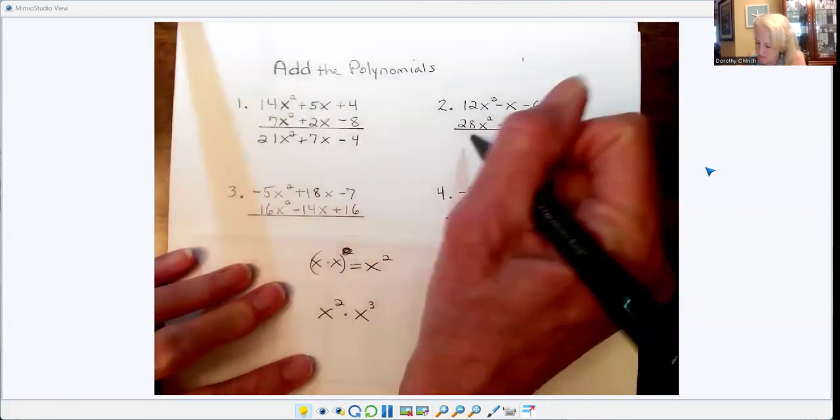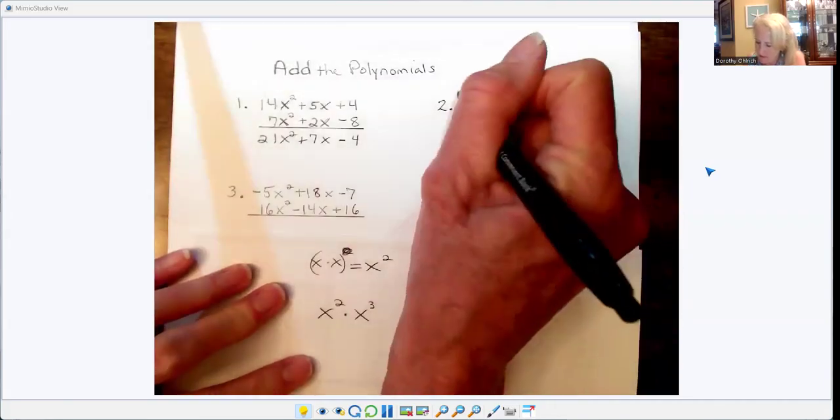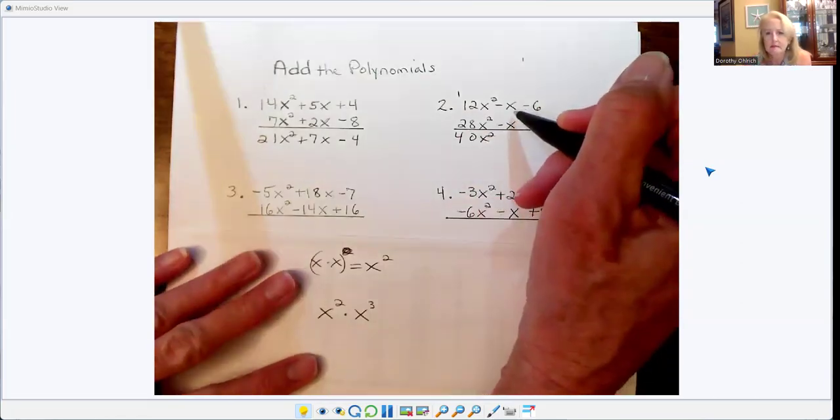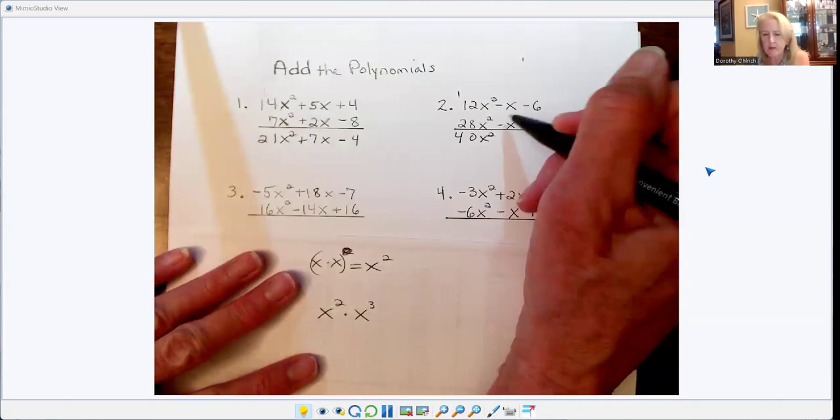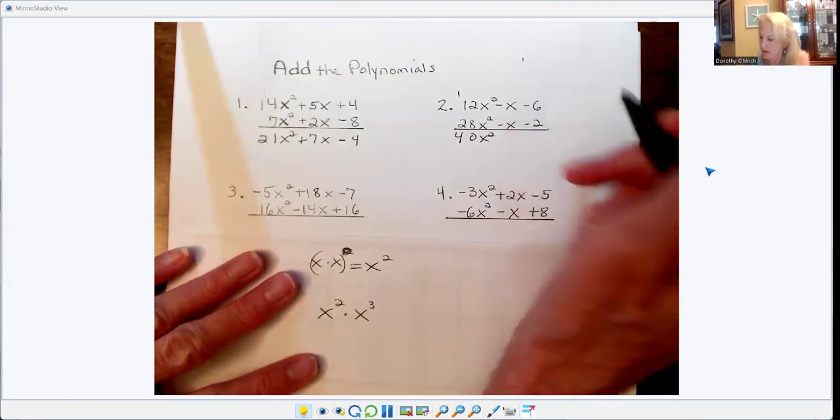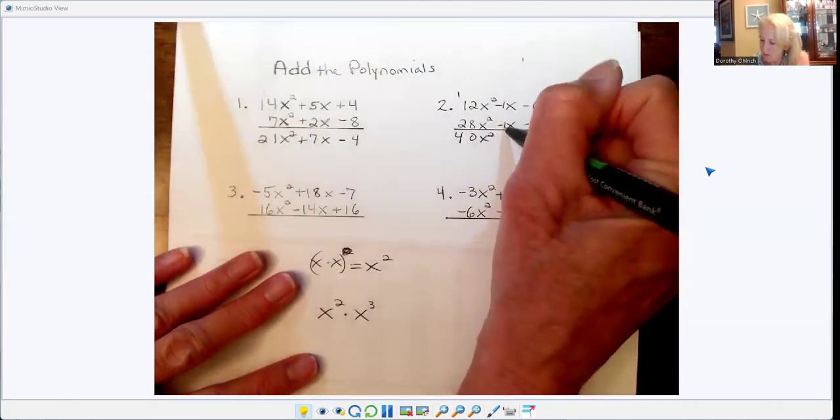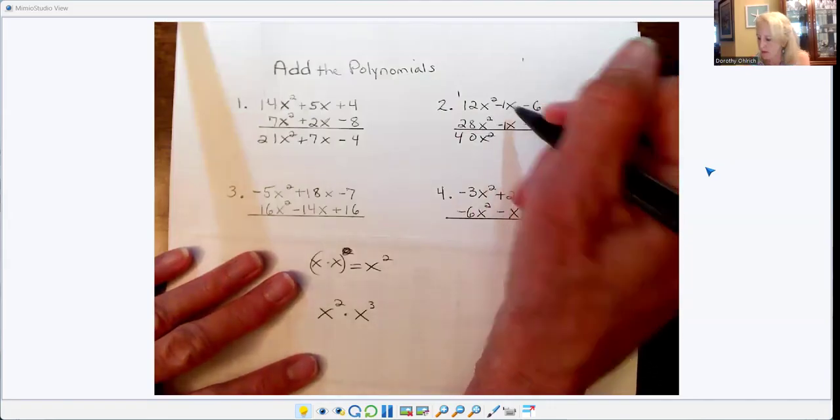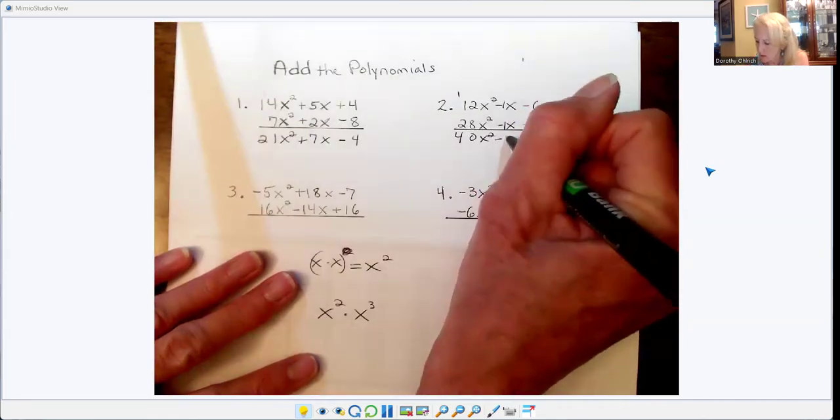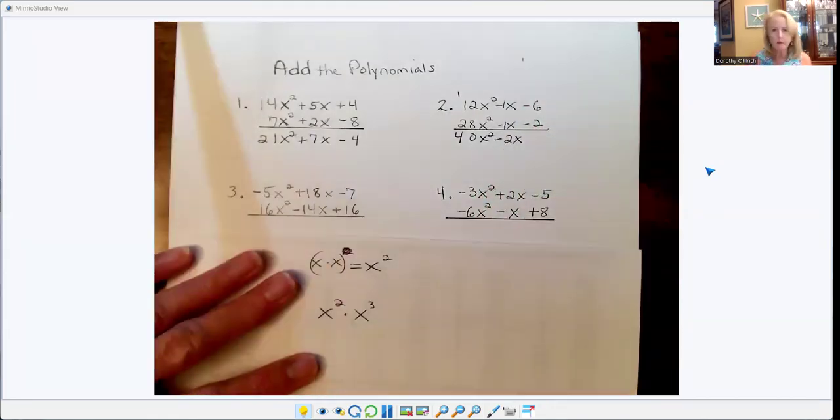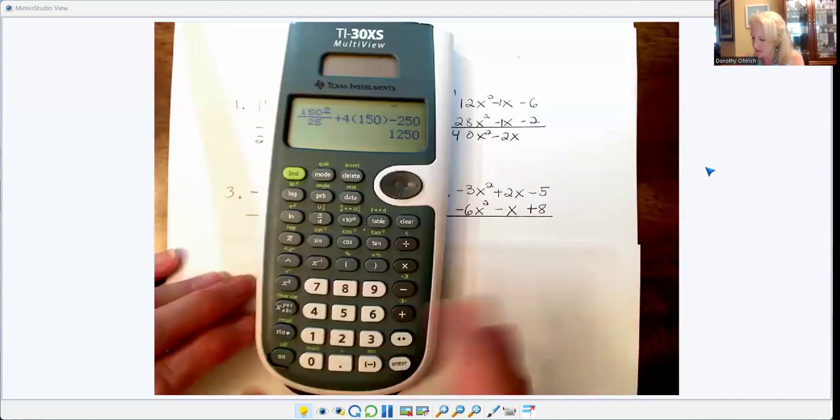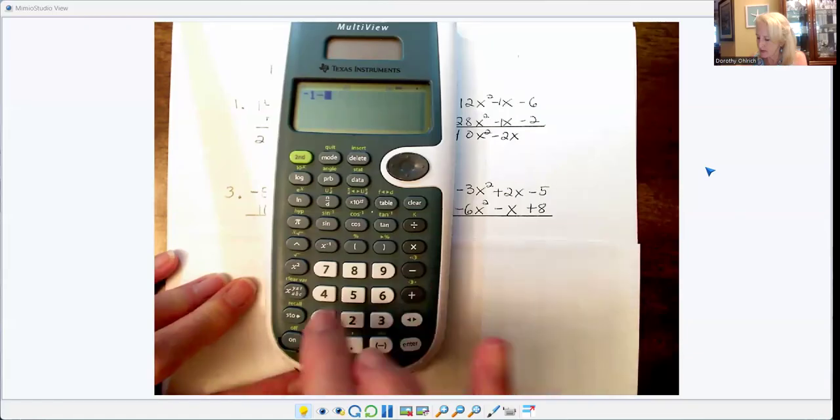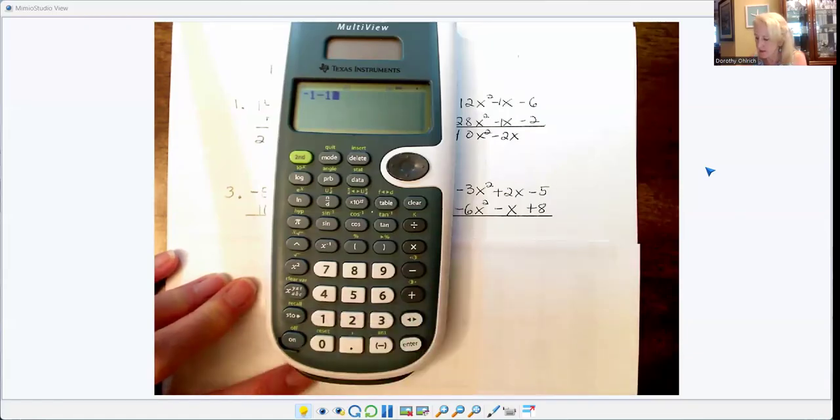12 plus 28, 8 and 2 is 10. So that's 40x squared. Here's one that a lot of people have trouble with. They think they can go ahead and just cancel those out. But if you put a 1 there, negative 1 and negative 1 is negative 2. I owe $1, I owe another $1, then I owe 2. And when you put it in the calculator, you would do negative 1 minus 1, not minus negative 1.